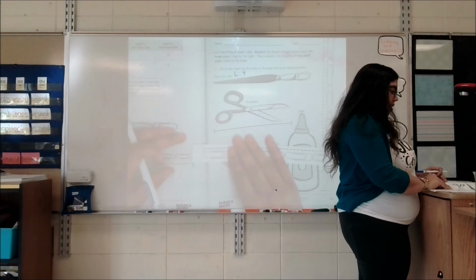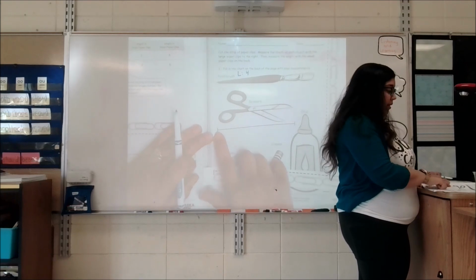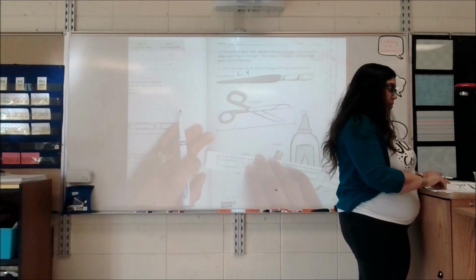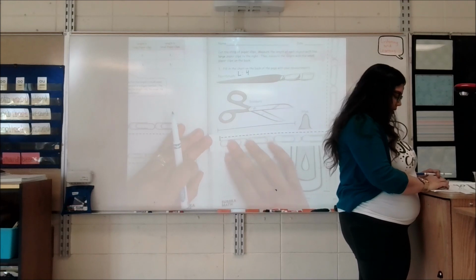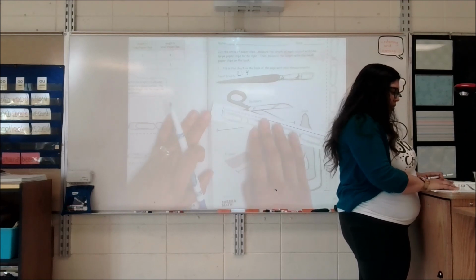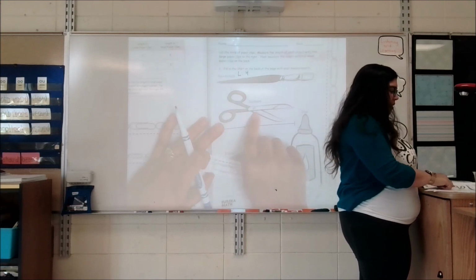Now the scissors, what they did for us is they made a line to help us line up our measuring, because the scissors are open and they're slanty, and it's hard to get a good measurement on the scissors because this blade is longer than that blade.